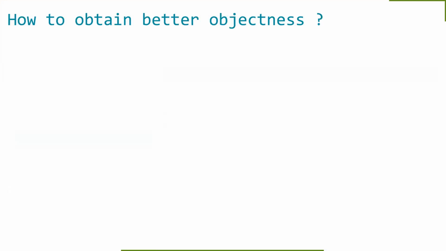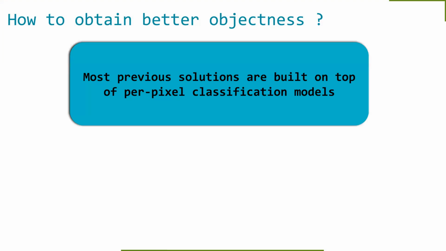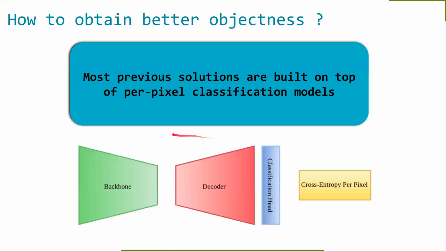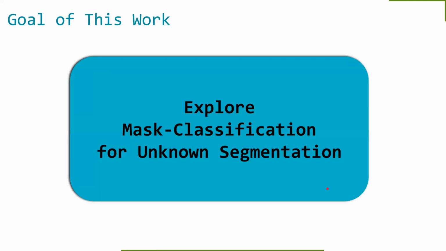Our motivation is how can we obtain better objectness? Most of these previous methods are built using per-pixel classification models, and these can be characterized as the ones consisting of a backbone, decoder, and a classification head in which the supervision is being applied per pixel. The goal of this work is to explore mask classification for unknown segmentation.